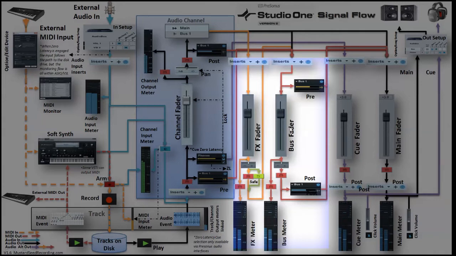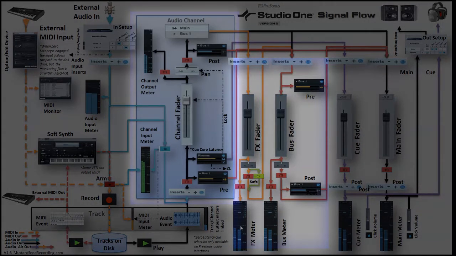A regular bus has a pre and a post send on it, which allows you to send off to other buses or off to the mains, etc. And then the meters you see, as they are over here in this situation, are pre the pan level. So changing this pan level in a bus won't affect this meter.